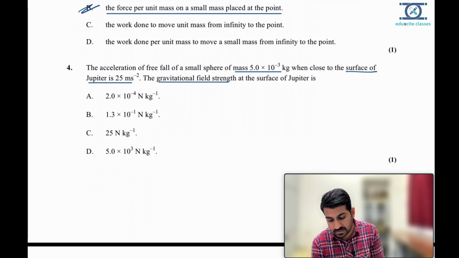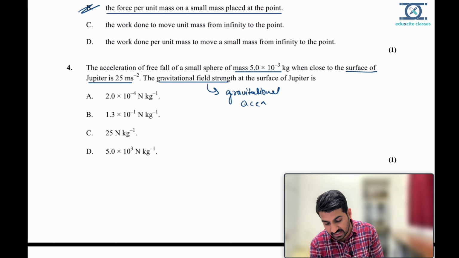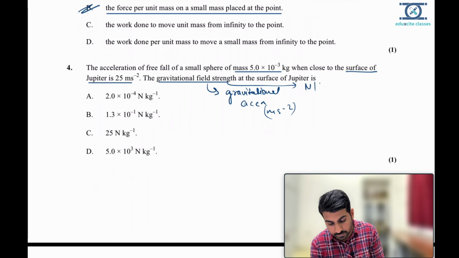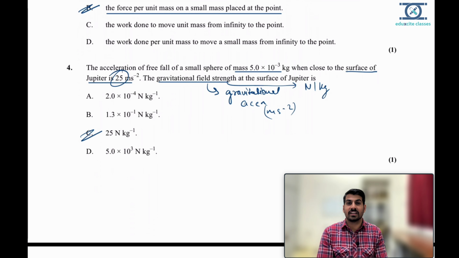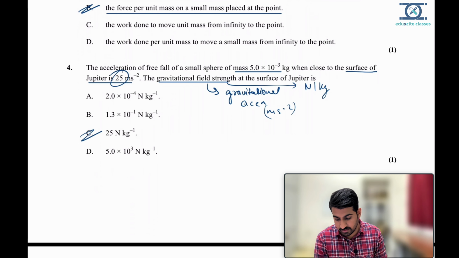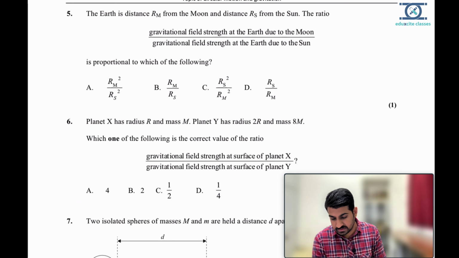Now gravitational field strength is another term for gravitational acceleration. Okay guys, do not get confused, they are one and the same thing, so no need to calculate it. Acceleration is in meters per second square and gravitational field strength is measured in Newton per kg. So option C, it will be the same. It is asking you the field strength, not the force. Okay, so be very careful. Option C is the right answer.